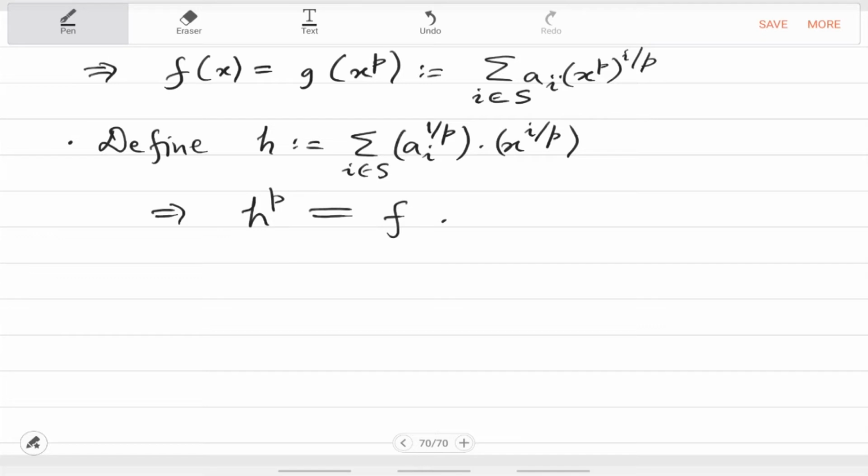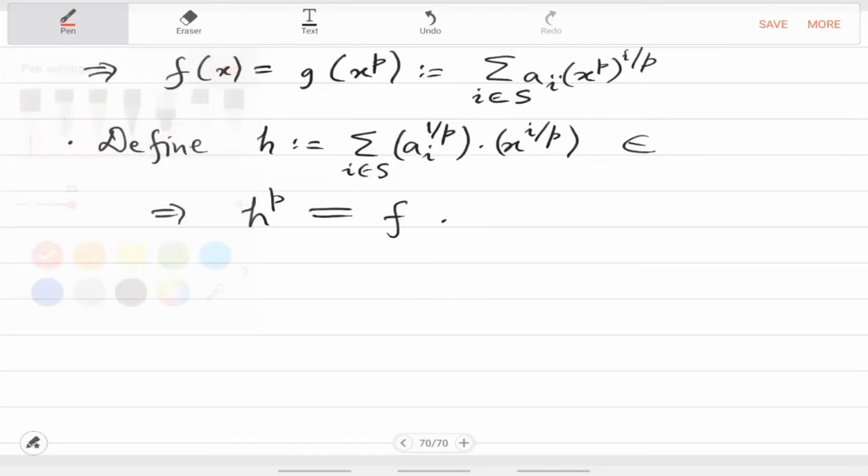Now, g clearly is a polynomial over F_q. Where are the coefficients of h? Which is the same question as where is a_i to the 1 over p? Why, if a is in F_q, is a to the 1 over p also in F_q? Yes, so you have to use those properties. That's a small exercise.